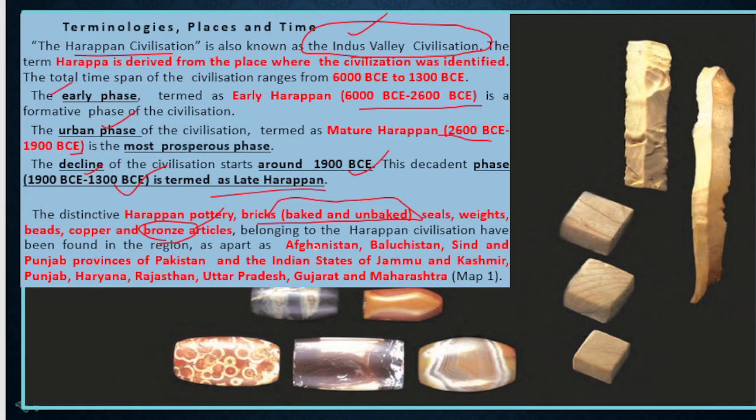Then we have the other regions where Harappan civilization materials are found, like Afghanistan, Balochistan, Sindh, Punjab, Pakistan. In all these places some Harappan traces are found. At least some pottery or some seals or something is found in these locations.